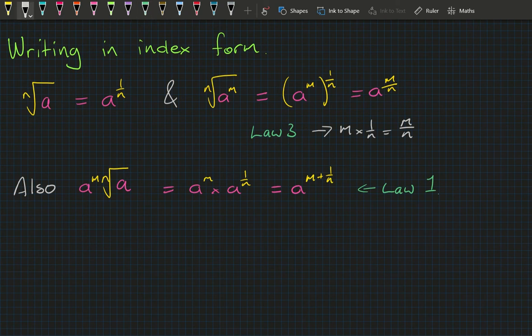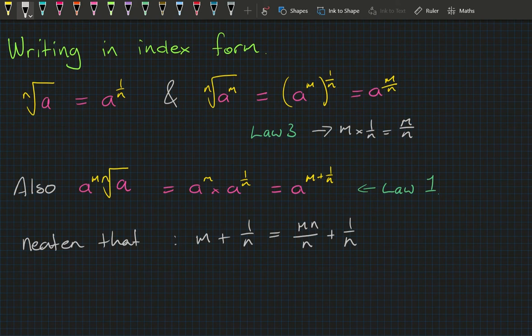And of course, it's much nicer to neaten that up with m plus 1 on n equal to m times n on n plus 1 on n. And that's just multiplying m by n and dividing it by n to try and get the same base there. And so that is now m times n plus 1 on n. So what that means is you could rewrite a to the m plus 1 on n as a to the mn plus 1 all on n.